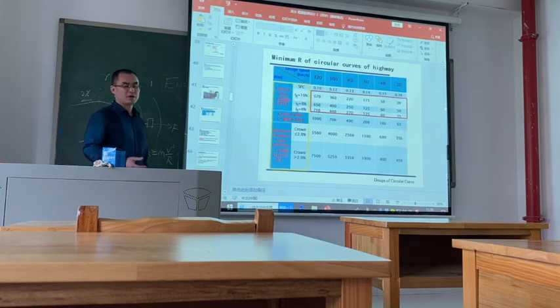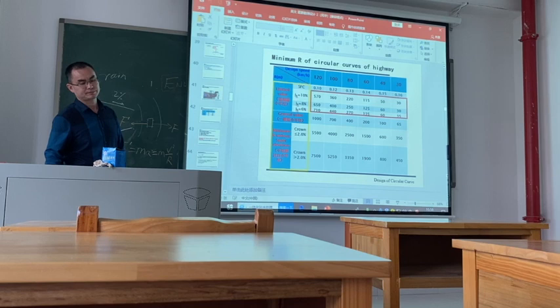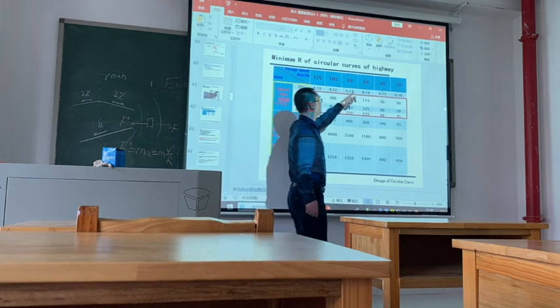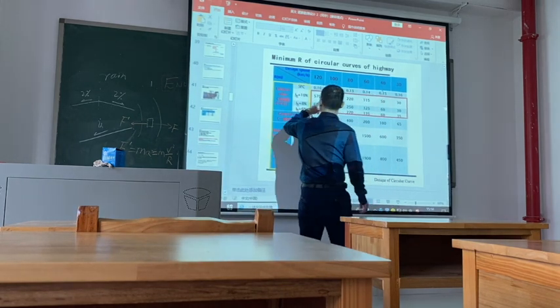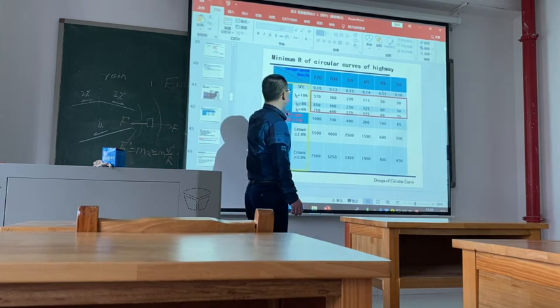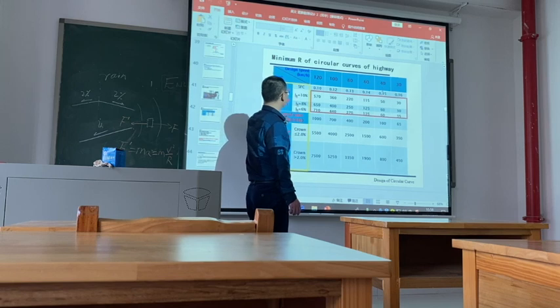This is the minimum R of circular curve of highway. This is design speed. This is the limited value. This is general value. This is minimum R without superelevation.